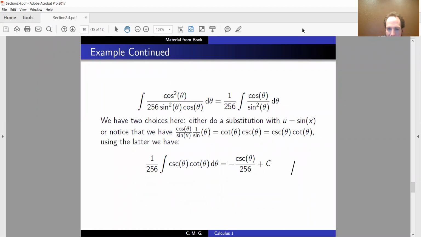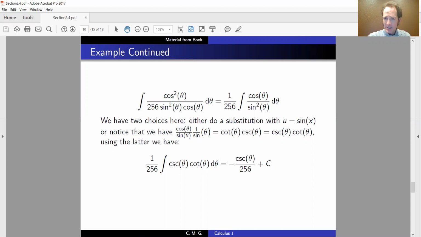Now I have two choices here. I can do a substitution with u equals sine of x, and then I'll end up with a 1 over u squared, and then I can integrate. Or actually, the choice that I would make is I would notice that I have cosine of theta over sine of theta times 1 over sine of theta, which is equal to cotangent theta cosecant theta. And the antiderivative of cosecant cotangent is negative cosecant theta. And so I can actually do that antiderivative without having to do anything else. So what I get is just a negative cosecant theta over 256.